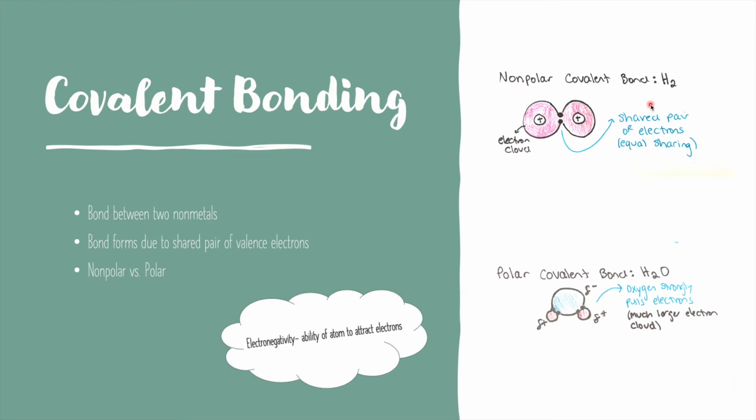In H2, both atoms pull on the electrons equally, and so the electron clouds surrounding the nucleus are the same for both atoms. In a polar covalent bond, electrons are shared unequally due to a difference in electronegativity among atoms. For example, in water, oxygen pulls more strongly on the electrons, and so it has a much larger electron cloud than the two hydrogen atoms, making the compound polar.